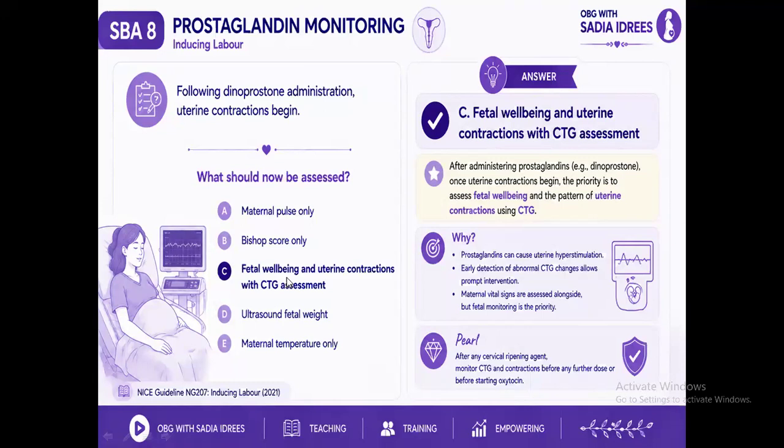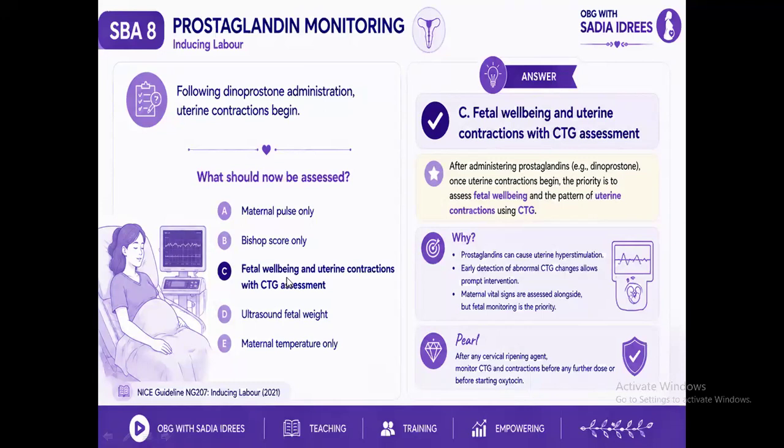So that is why option C is so much more complete than checking maternal pulse or temperature. Maternal observations are, of course, part of the overall care, but they do not answer the specific safety point being tested. So remember, prostaglandins given, contractions start, assess uterine activity and fetal well-being.